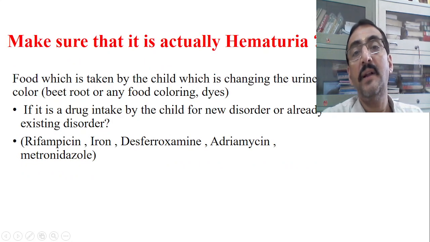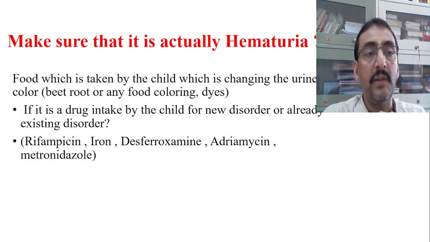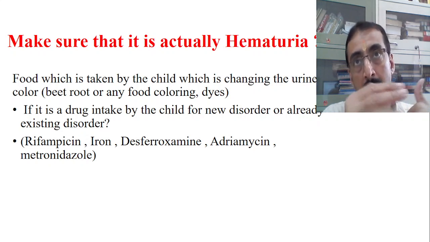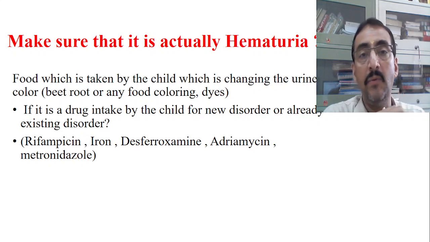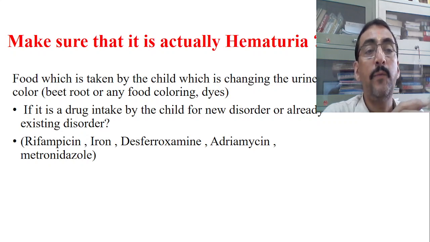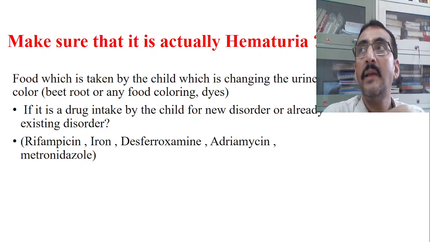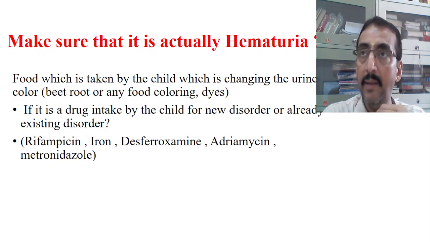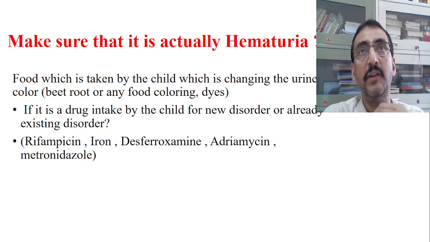Now make sure that it is actually hematuria. This is a very important thing. Whenever we have a case of blood in the urine, make sure that it is hematuria. The food taken by the child, which changes the urine color, is one of the common possibilities. Many times the mother is very worried about this blood in the urine, but actually it is the food taken by the baby or child that is causing this reddish urine.